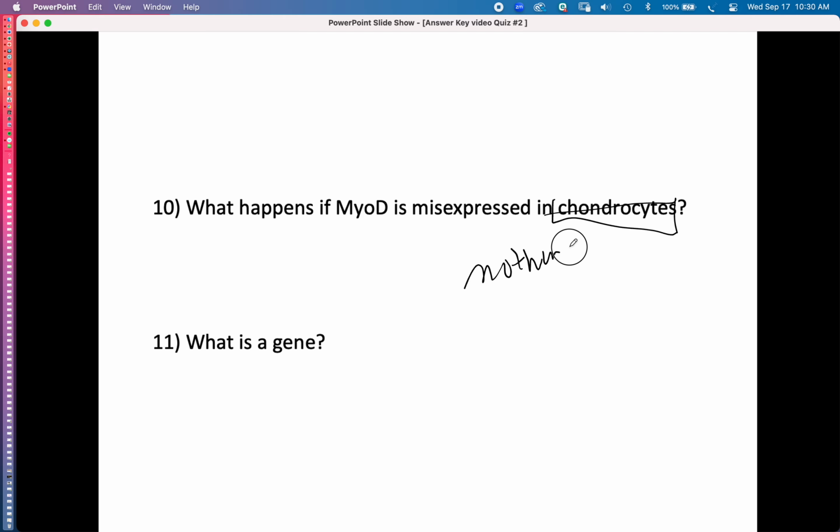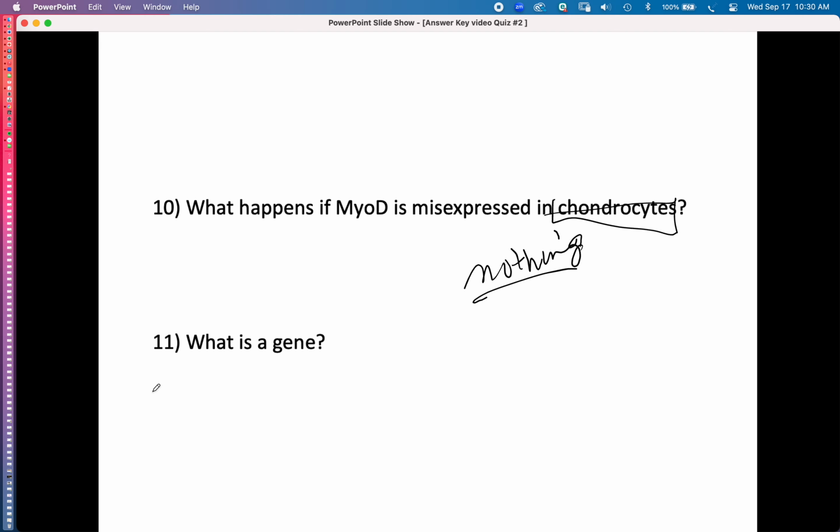That'd be a great answer. They're differentiated. They don't turn into muscles, because our understanding is that the myogenin gene has been methylated, and the transcription factor MyoD cannot overcome that DNA methylation, and general DNA methylation represses gene expression by repressing transcription. Yep. So then here, what's a gene?